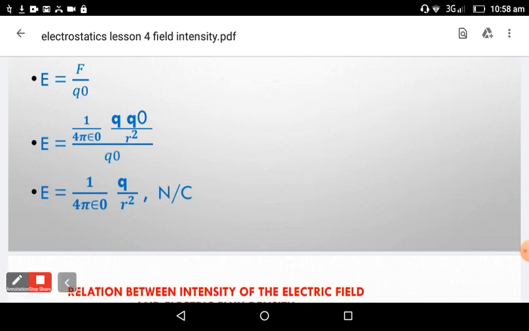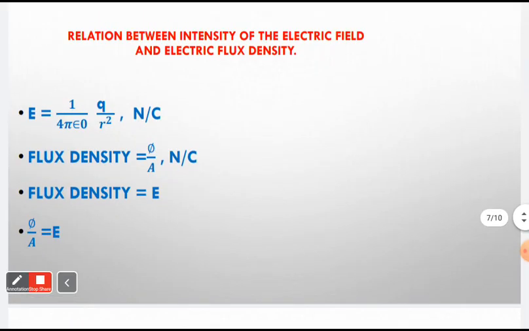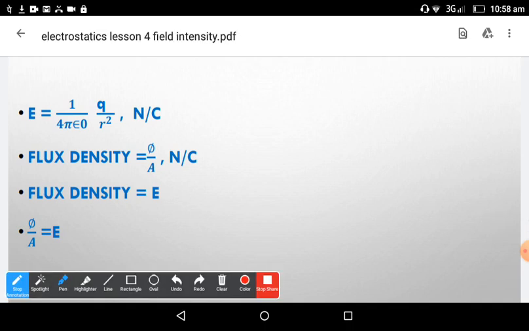I am deriving it using integration. Just go through carefully here. Here we have the relation between intensity of electric field and flux density. Here we have the formula.